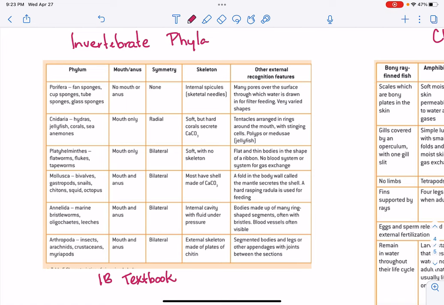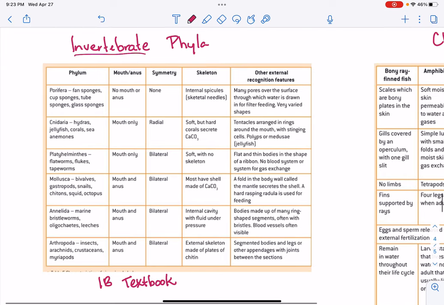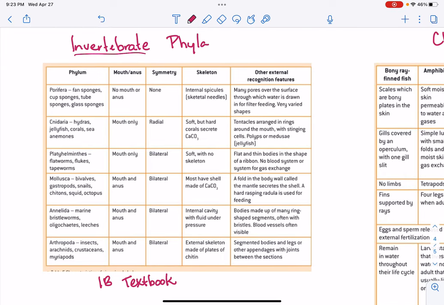So going on, that was plants, and now we have to talk about animals. First we're going to talk about invertebrates. Hopefully you know that these are the phyla that do not have a backbone. So we have Porifera, Cnidaria, Platyhelminthes, Mollusca, or mollusks, Annelida, and Arthropoda.